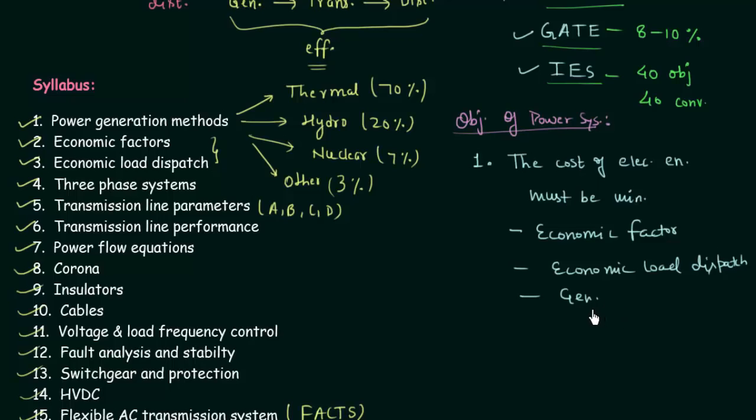We will also try to understand how we carry out generation in thermal, hydro, nuclear and other sources of power generation. You will get how the different actions in these power plants are related to cost cutting. The second objective is we want to supply rated voltage and frequency to the consumers.